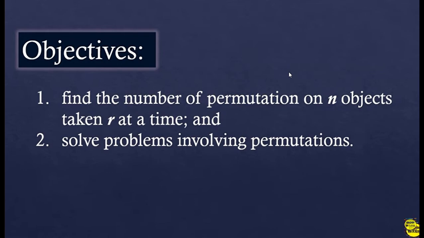Okay, so we have here our objectives for permutation. Number one is to find the number of permutations of n objects taken r at a time. And the second objective is for us to solve problems involving permutations.